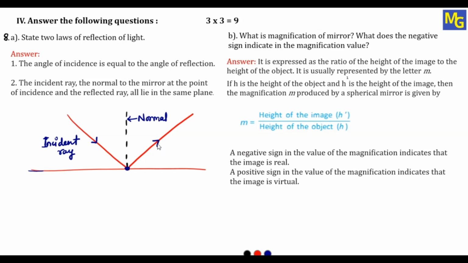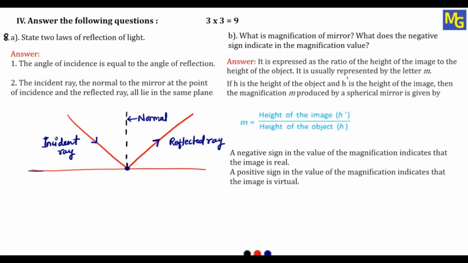So this is a reflected ray. See the arrows. This arrow indicates it is going back. So this is called the reflected ray. I will write it here: reflected ray. Now with the help of this diagram, we will understand our laws.